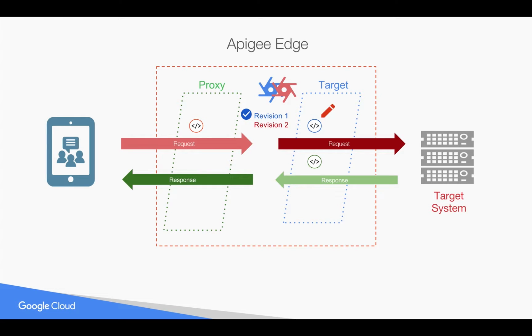And when you deploy the revision 2, then the revision 2 will become active, which will serve the API traffic. Let's say at some point of time you would like to revert back to the revision 1 because you want to roll back, then you can do that seamlessly in Apigee Edge. Let's see how it works.